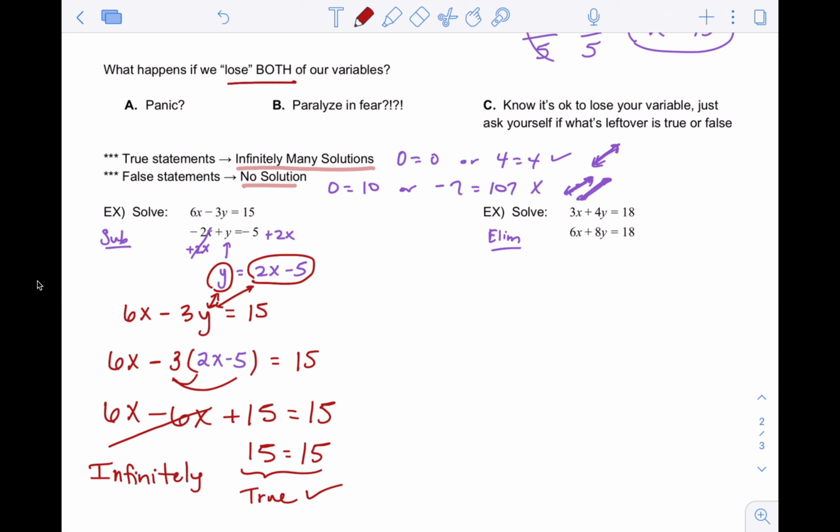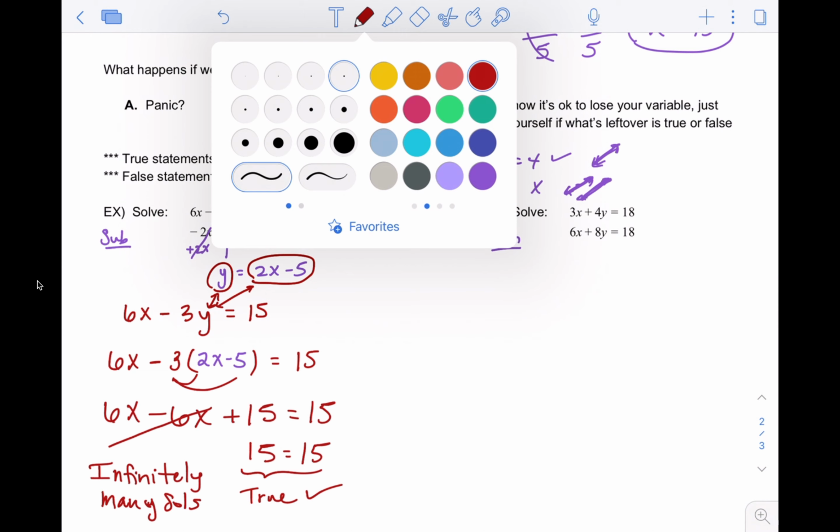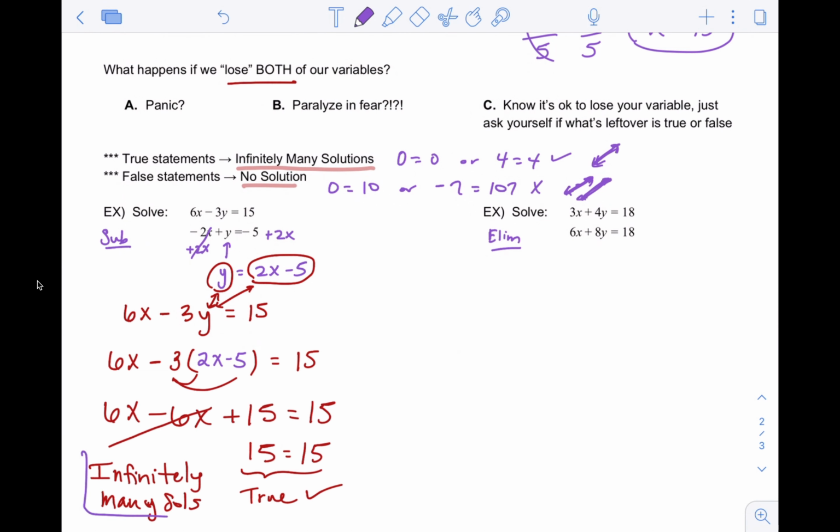Every point on that line is going to intersect with every point on the other line. So we have 2 lines that end up graphing on top of each other, touching everywhere. Therefore, we have infinitely many solutions, and that's too many to name. So we just stop. Okay, let's do the last example.